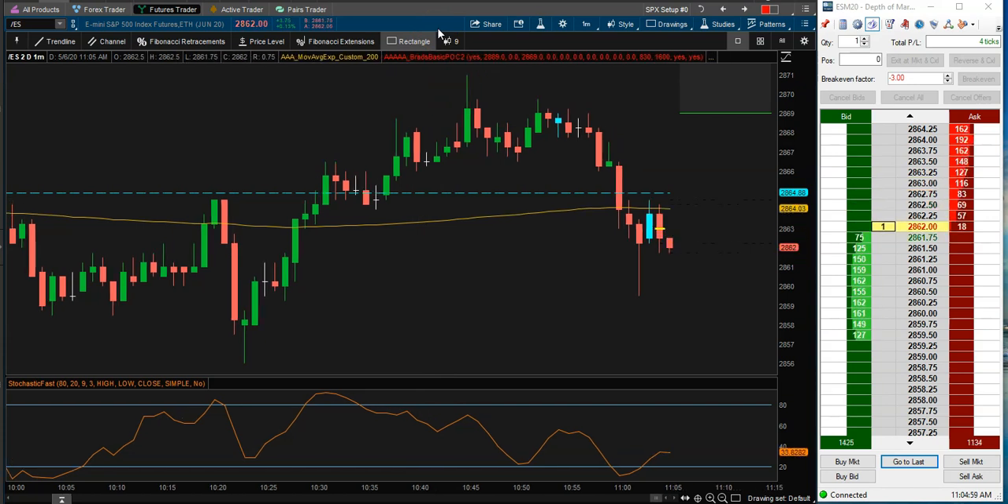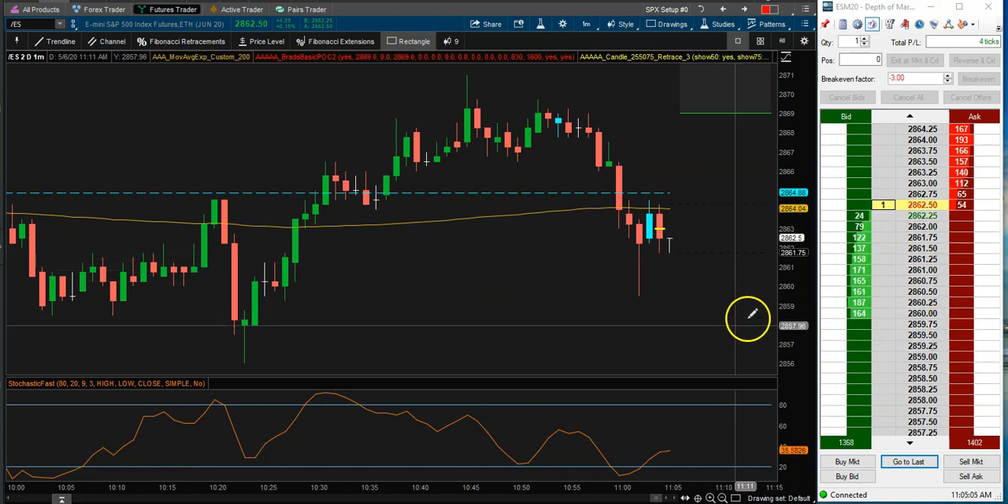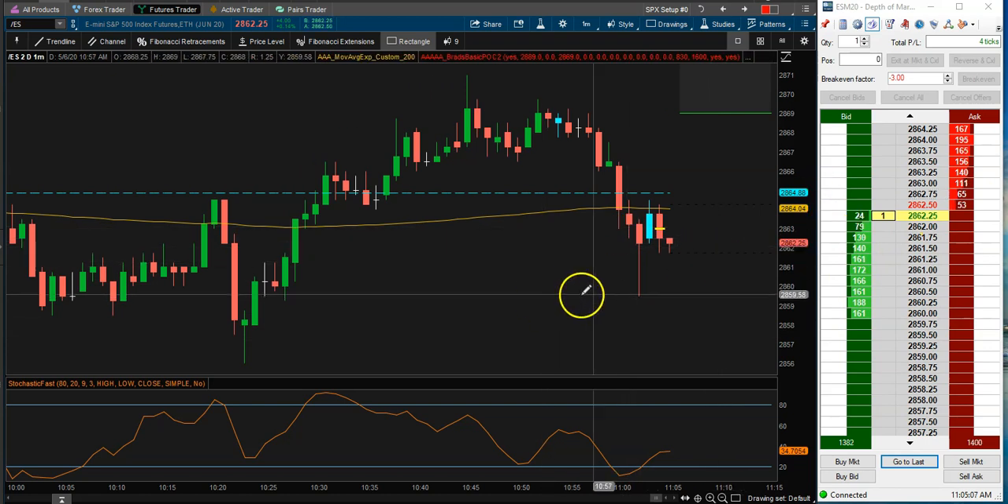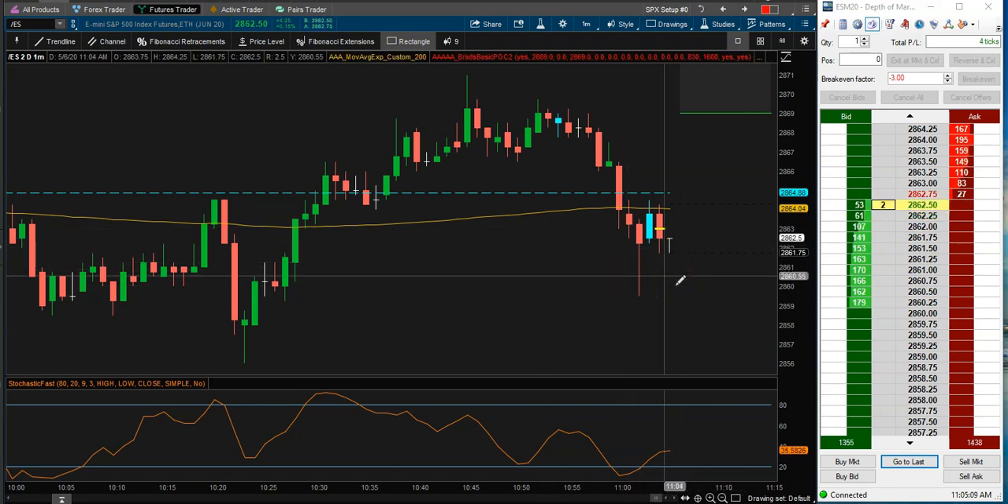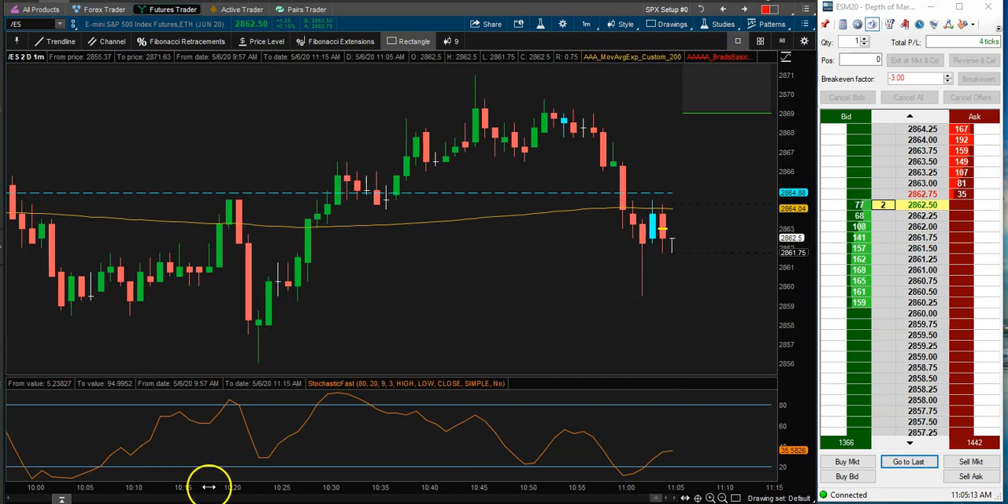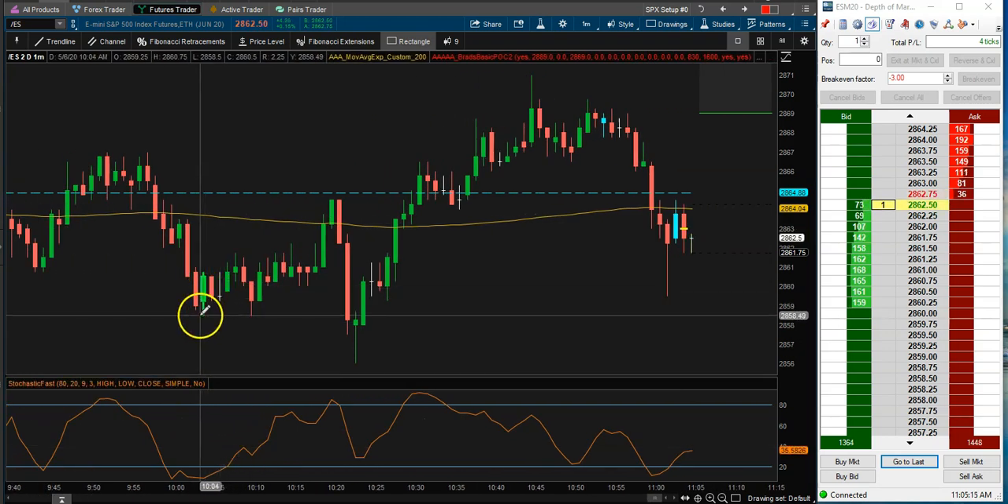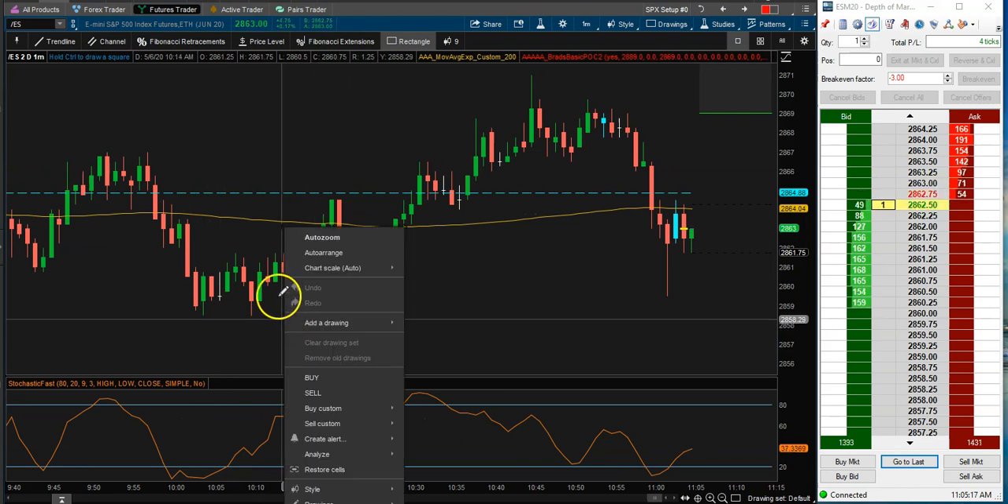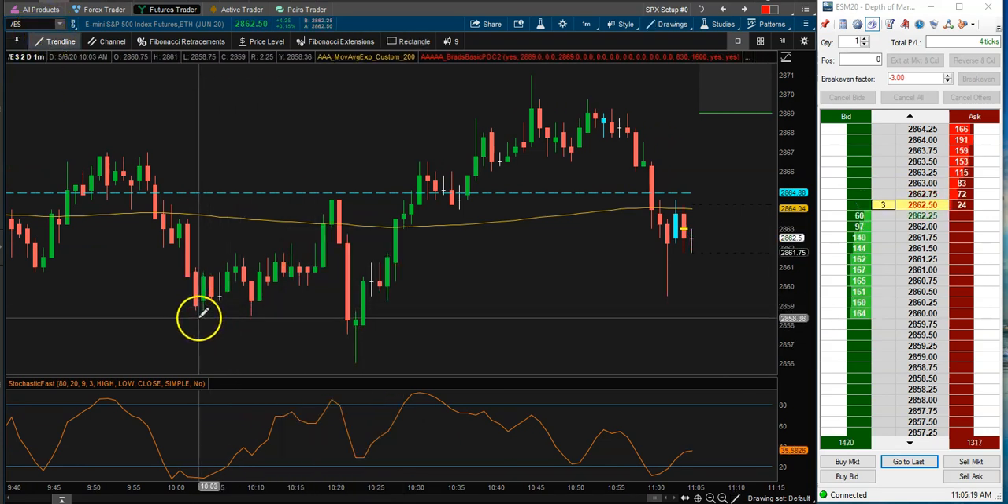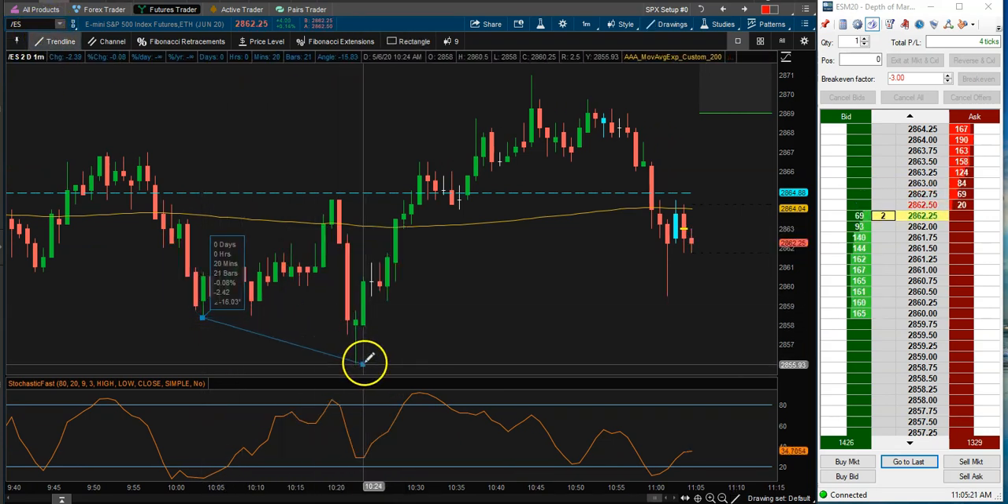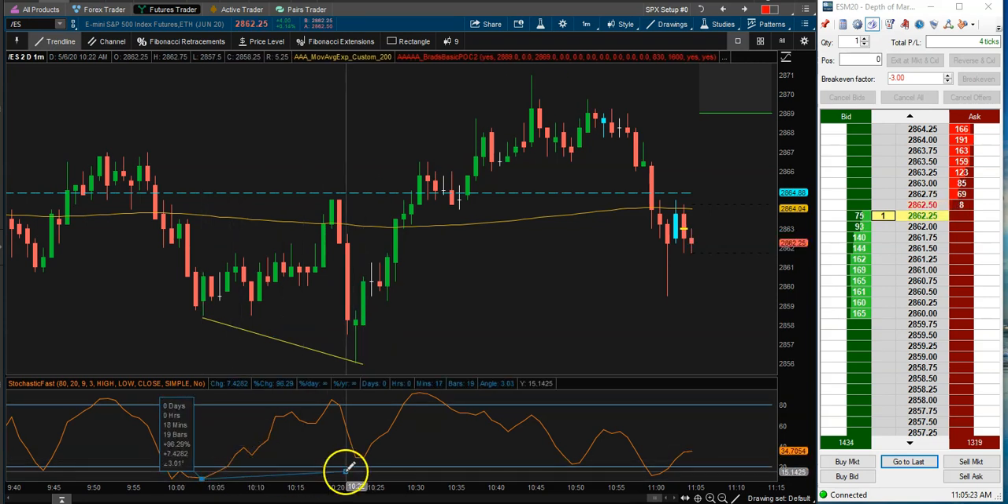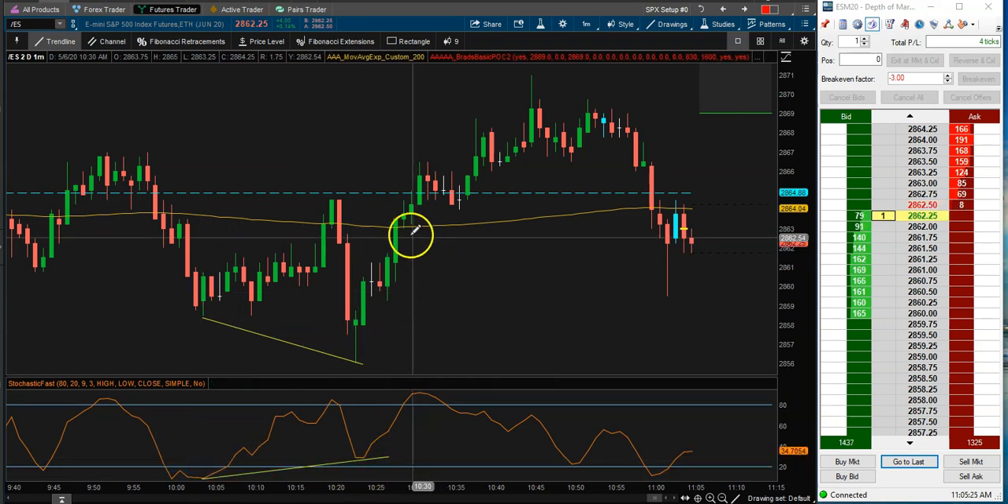If you're new, welcome. Today we're going to do another live trade. I just want to show you guys a couple things that I'm watching for, right? So if we come back here, okay, we actually have divergence from this low down to this low, and this is a 1 minute chart.